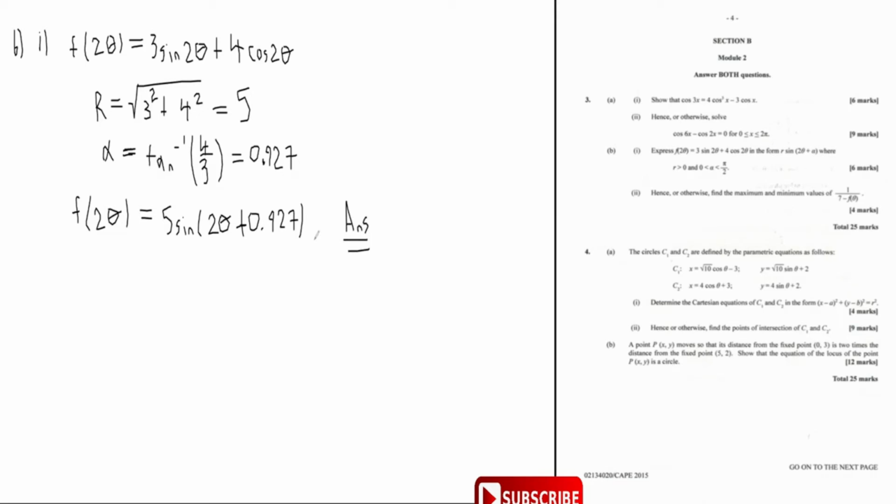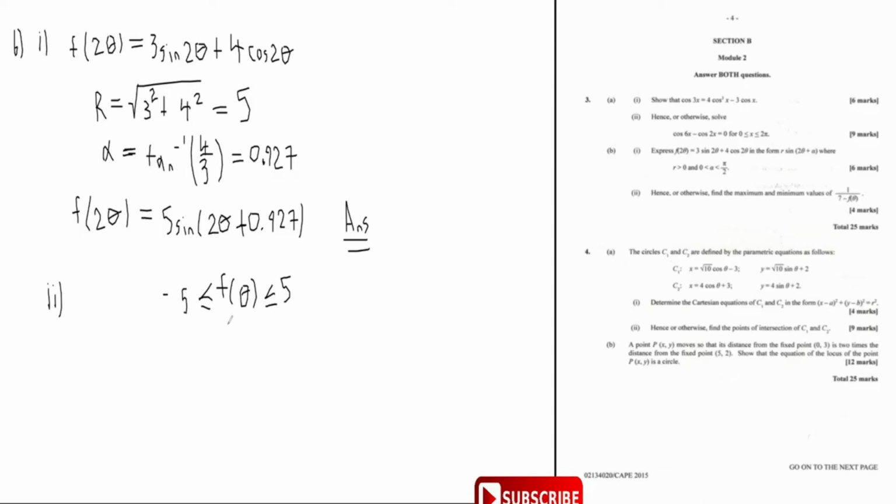The next part says, hence or otherwise, find the maximum and minimum values of 1 over 7 minus f of theta. Now, first thing we can start with is that f of theta will be bounded between, and I think that should have been f of 2 theta, r and minus r. R is 5, so f of theta is bounded between 5 and minus 5.